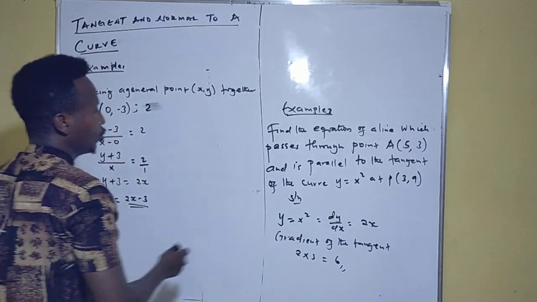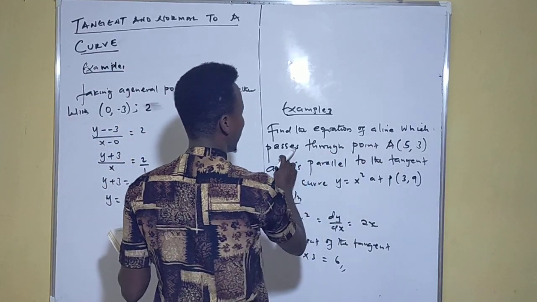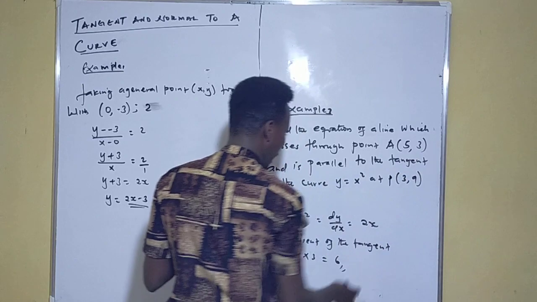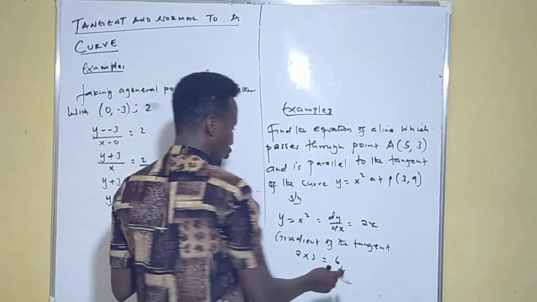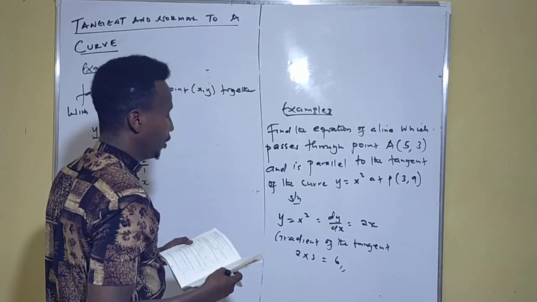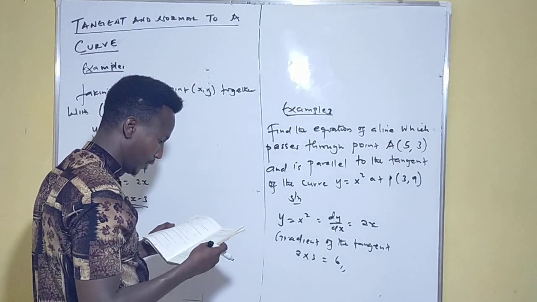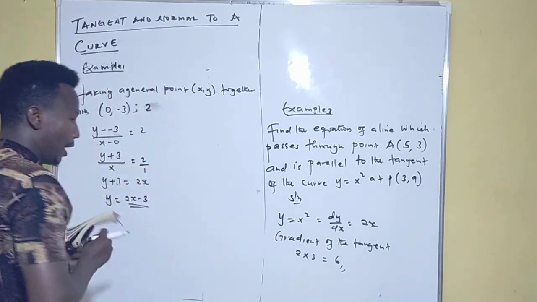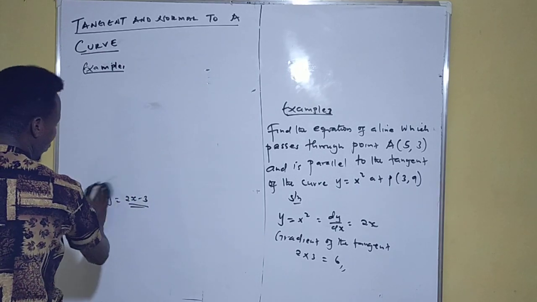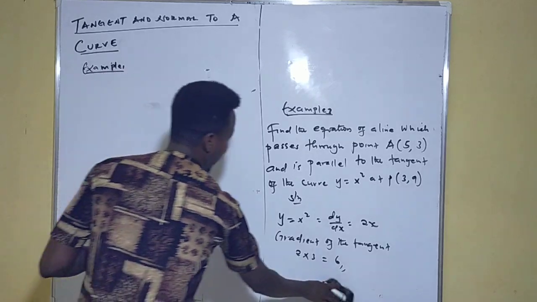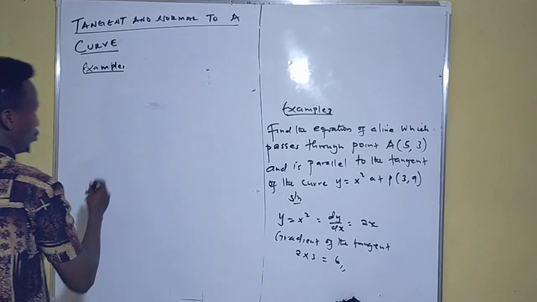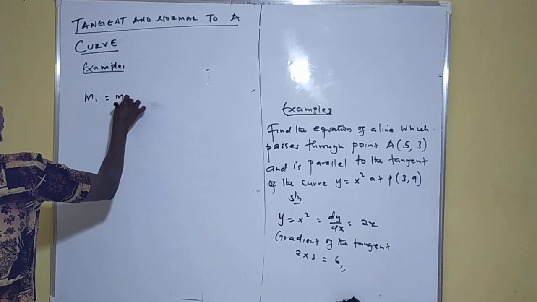Remember you are told to find the equation of a line which passes through this point and is parallel to the tangent. They are parallel, which means they have the same gradient. So I will take this gradient at that point to get the equation of that line. Because they are parallel, the line has the same gradient as the tangent of the curve. So M1 is equal to M2, which is equal to 6.